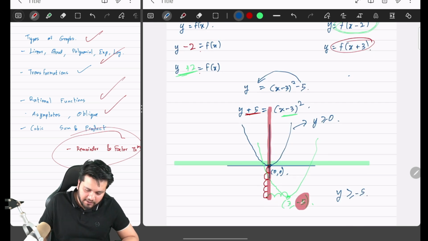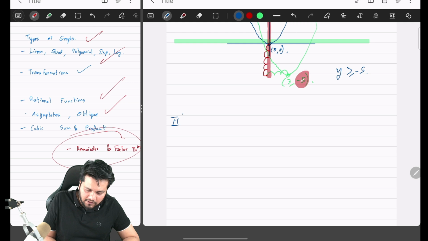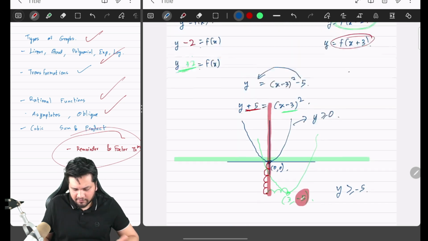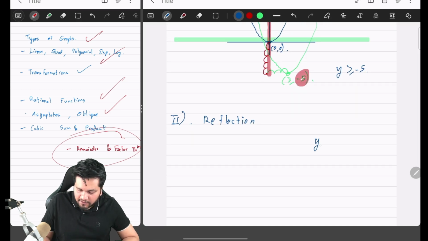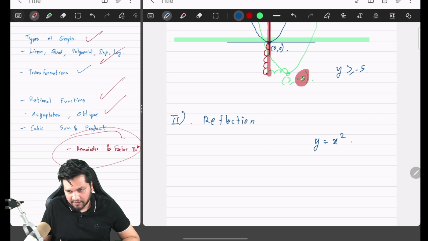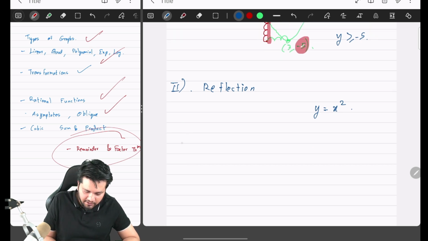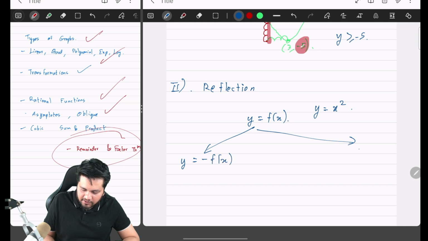Now let's move on to the second one, which is your reflection. Horizontal and vertical are actually two transformations, but we have just combined them. The next word is reflection. Again, as I told you, we will always take y is equal to x square as our reference graph. So first, the graph y is equal to f of x is transformed to one, y is equal to minus f of x, and the other one, y is equal to f of minus x.